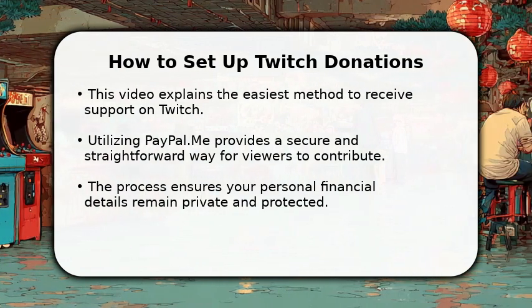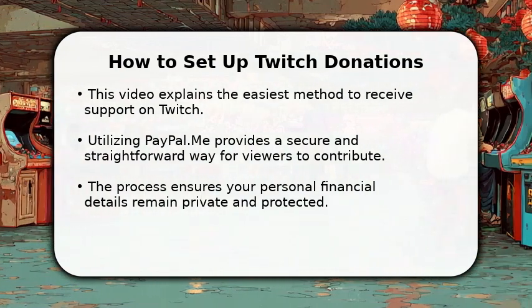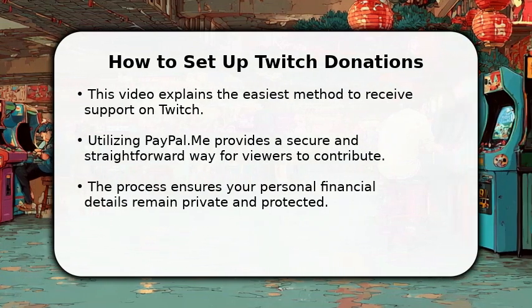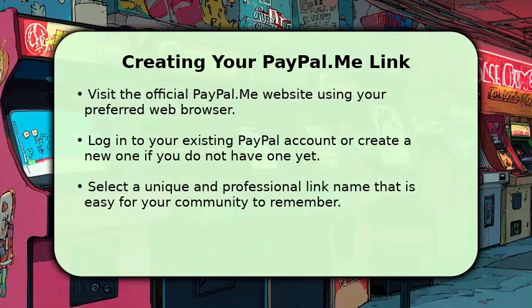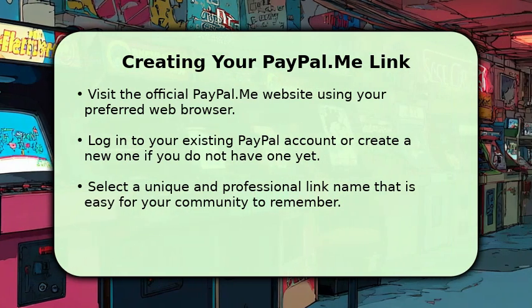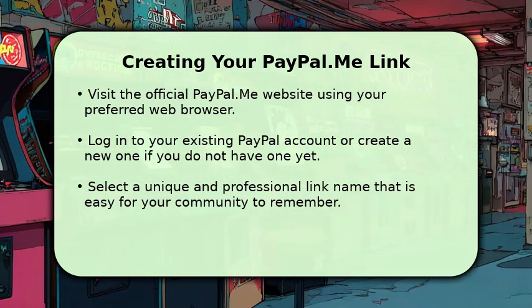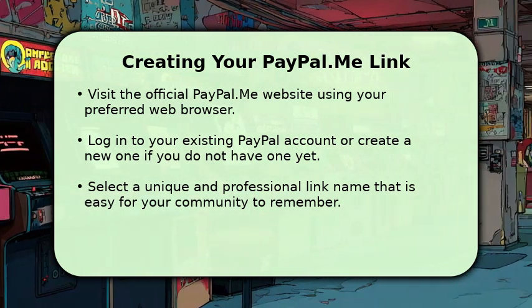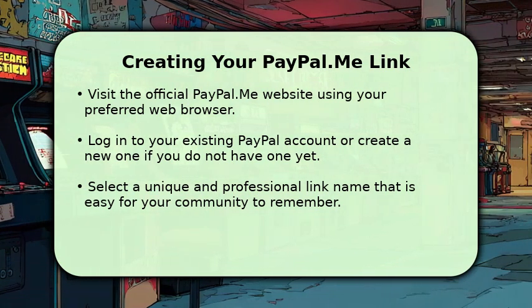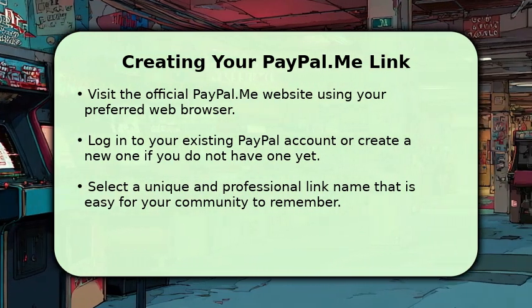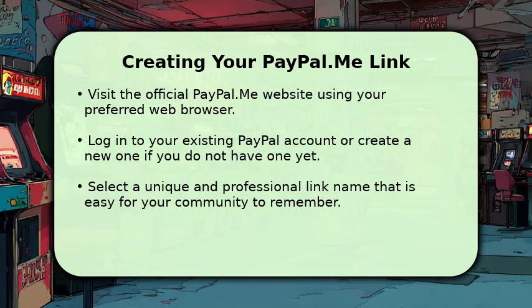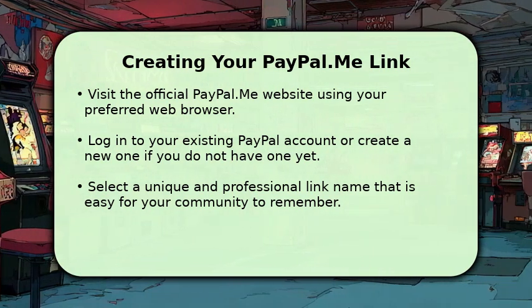Getting this set up takes only a few simple steps, and you will be ready to go in just a few minutes. First, navigate to the paypal.me website in your web browser. You will then either log into your existing PayPal account or create a new one if you do not have one already. Next, choose a unique and memorable link name for your profile, like paypal.me/yourchannelname.